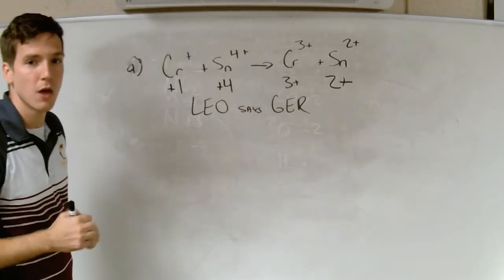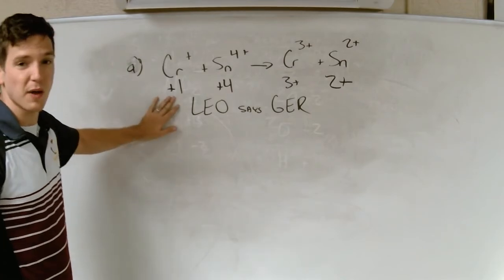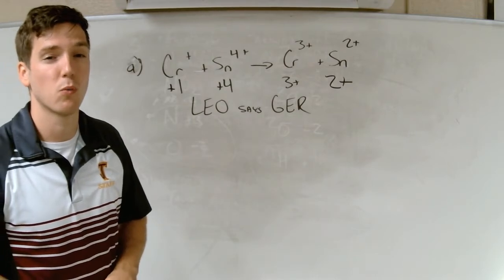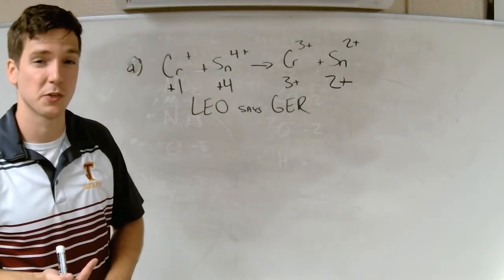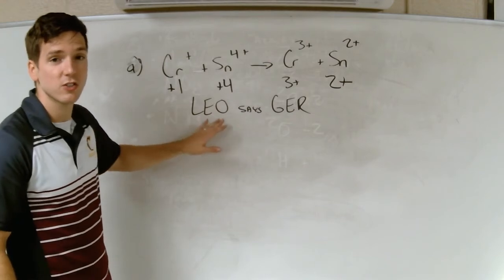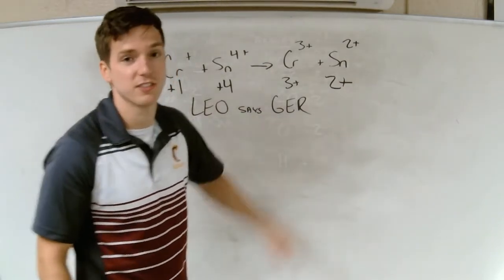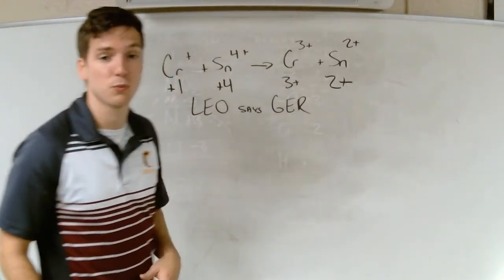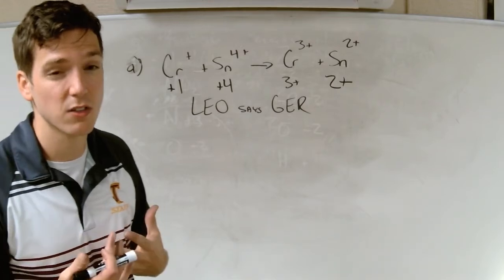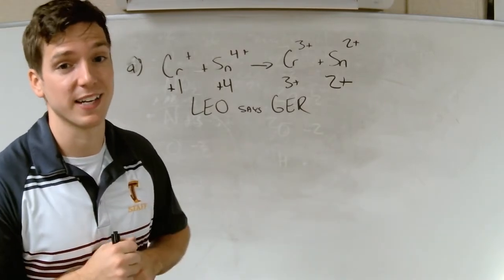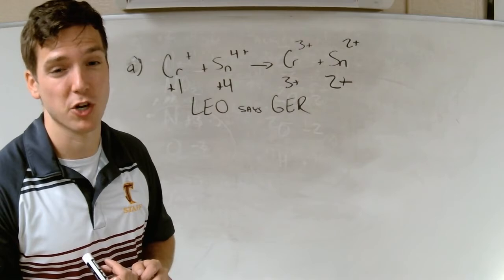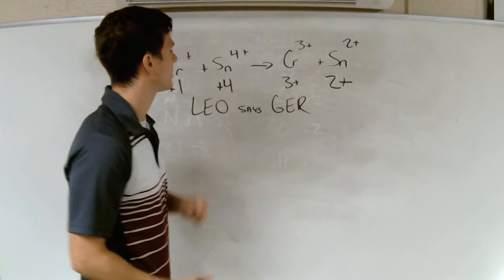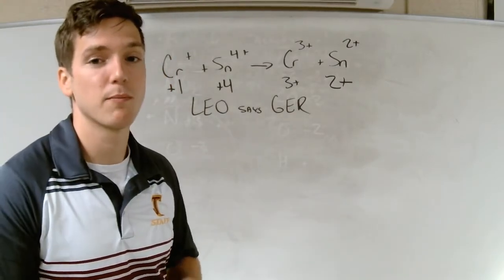So let's look at chromium. What happened to it? It went from a +1 oxidation number to a 3+ oxidation number. So what happened? Was it oxidized or was it reduced? Well, remember, losing electrons is oxidized and gaining electrons is reduced. Usually what I like to do is find which one was reduced, which one gained electrons, right? If something gains electrons, it becomes more negative, or it loses that positive charge, right? So if something gained electrons, it was reduced. Well, which one of these species, chromium or tin, gained electrons? Which one became more negative?